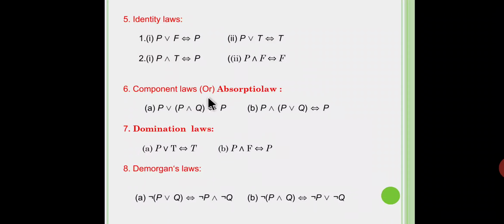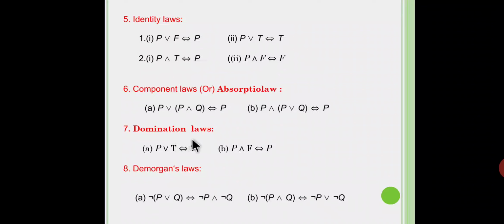Complement law or absorption law. P or (P and Q) is equivalent to P, and P and (P or Q) is equivalent to P. We solve this statement with the help of distributive laws. In the case of distributive law, we have three propositions, and in this absorption law we have two propositions. That is the only difference between the distributive and absorption laws.